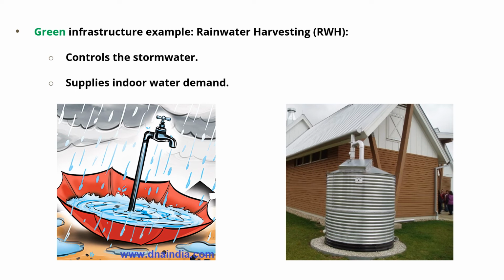A green infrastructure example that we are going to go over is rainwater harvesting. So rainwater harvesting has two major benefits. The first is controlling stormwater. By reducing the amount of stormwater that goes to the streets by collecting it from roofs, we're able to reduce flooding in areas such as San Diego, which is actually highly prone to flooding. And it is able to supply indoor water demand, which for an area such as Southern California with high levels of drought, is also a good way to reduce water demand overall.